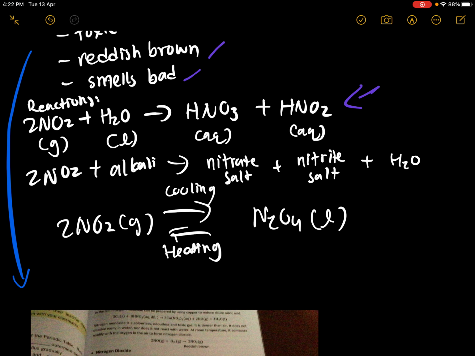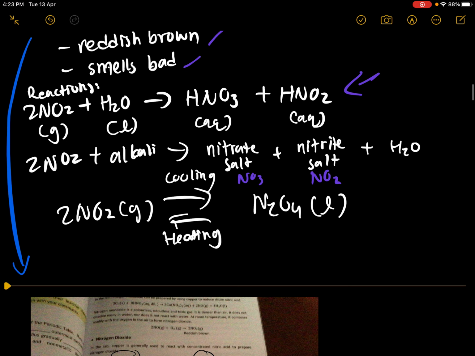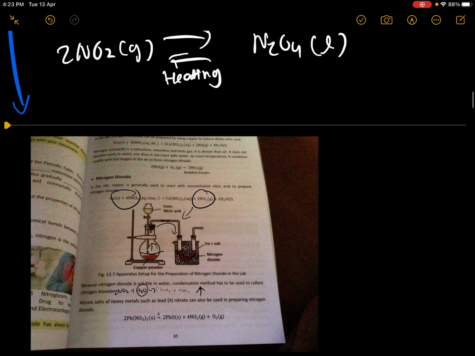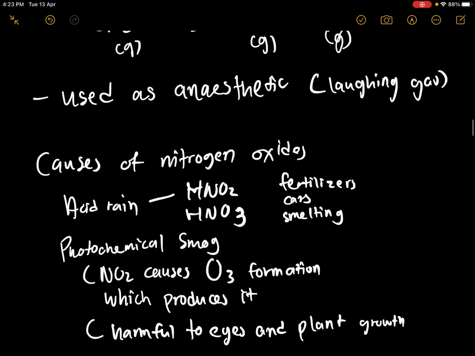I forgot to mention one thing. If you were to react nitrogen dioxide with alkalis, you will get a nitrate salt, which is NO3 at the end, a nitrite salt with NO2 at the end, and water. And lastly, if you were to cool it down to a certain temperature, you can turn nitrogen dioxide gas into dinitrogen tetraoxide. But that isn't that important.